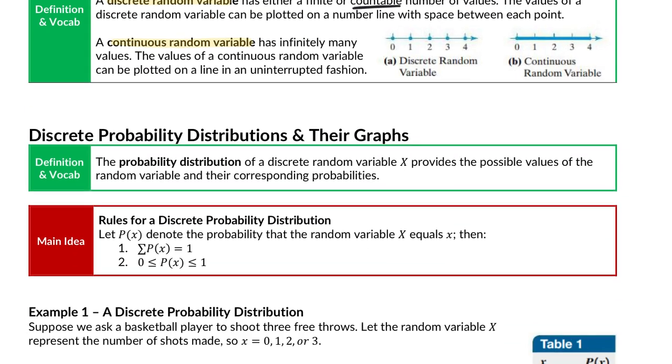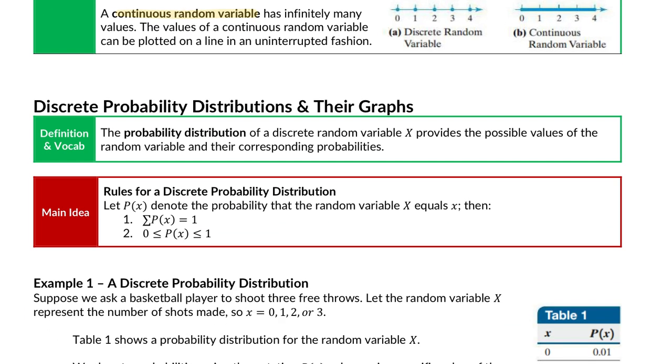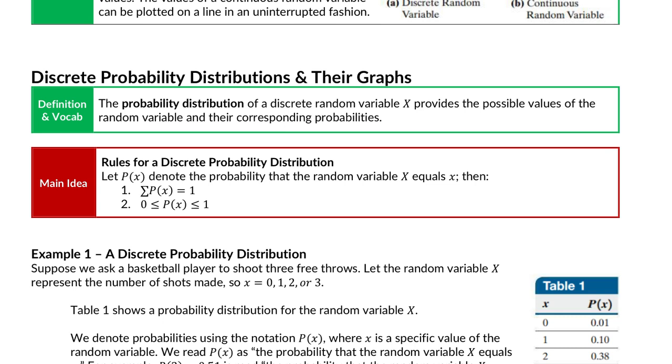But we can create probability distributions like we did in chapter 5 for these discrete random variable X's, provided we have the possible values of the random variable and their corresponding probabilities. We defined in chapter 5 a probability distribution to be correct if 2 things happened. Those same 2 things are going to be right here. This is going to be the same as chapter 5.